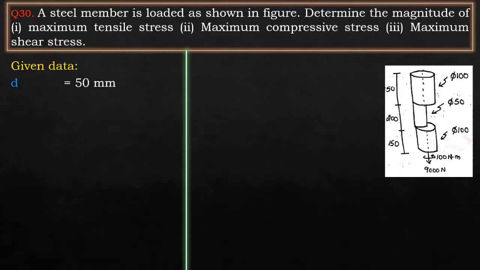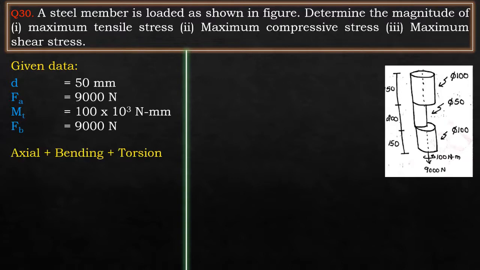Let us write the given data. The diameter D is taken as 50 mm. We will never consider the diameter of 100 mm because the main focus is on the 50 mm diameter. The load applied FA is 9000 newtons. It is the axial load, and the torque applied is 100 Newton meter, so 100 into 10 power of 3 Newton mm. The bending load is also the same as the axial load, 9000 newtons. So this problem belongs to the combination of all three loads: axial, bending and torsion.